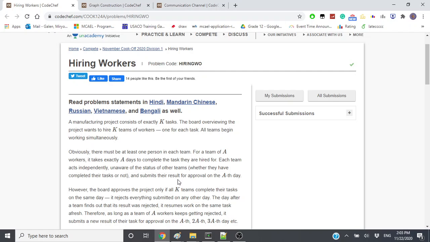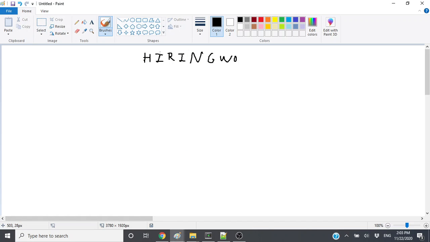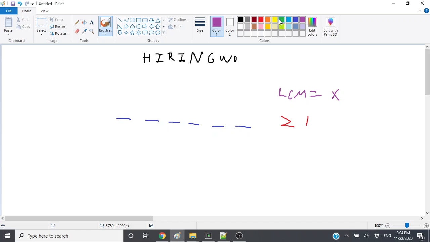All right, so this problem is called hiring workers. I got a wrong answer on this because I was dumb, but essentially the idea is you have k numbers. You want to pick these k numbers so that first of all the numbers must be greater than or equal to 1, and their least common multiple must be some given value, x. And you specifically have k numbers.